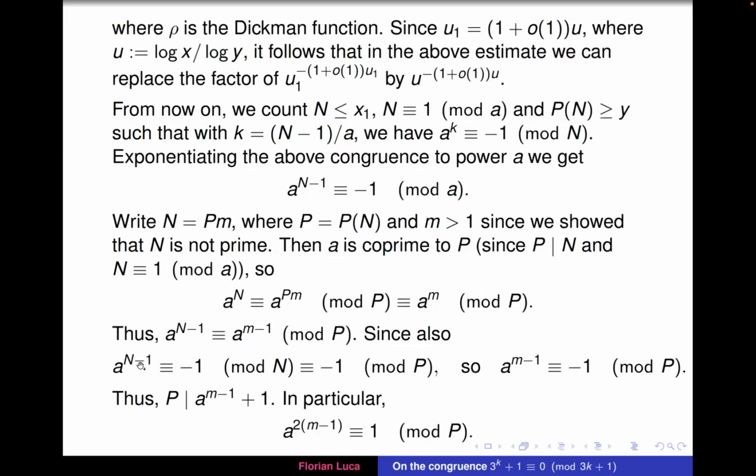But I also know that a to the power capital N minus 1 is minus 1 mod n, because of this congruence, which is minus 1 mod P. Therefore, a to the power m minus 1 is minus 1 mod P.